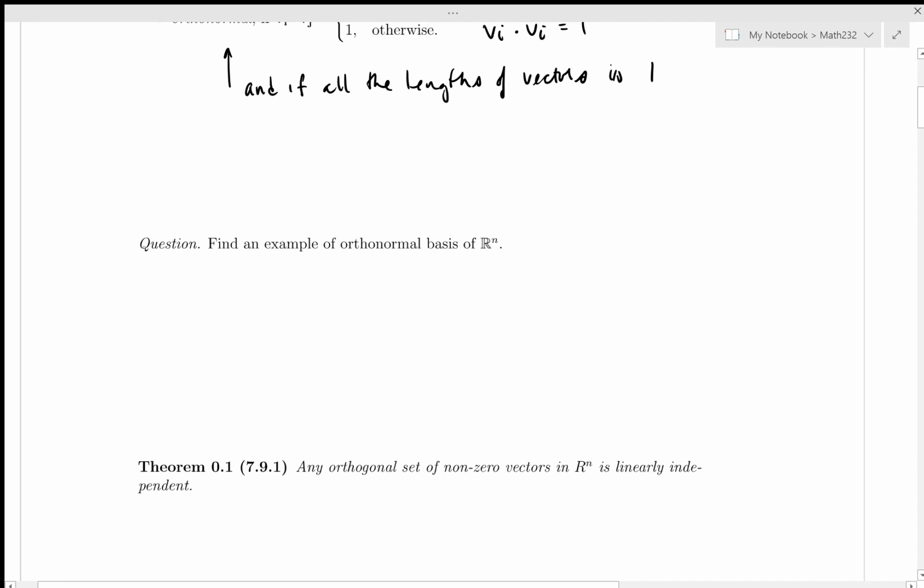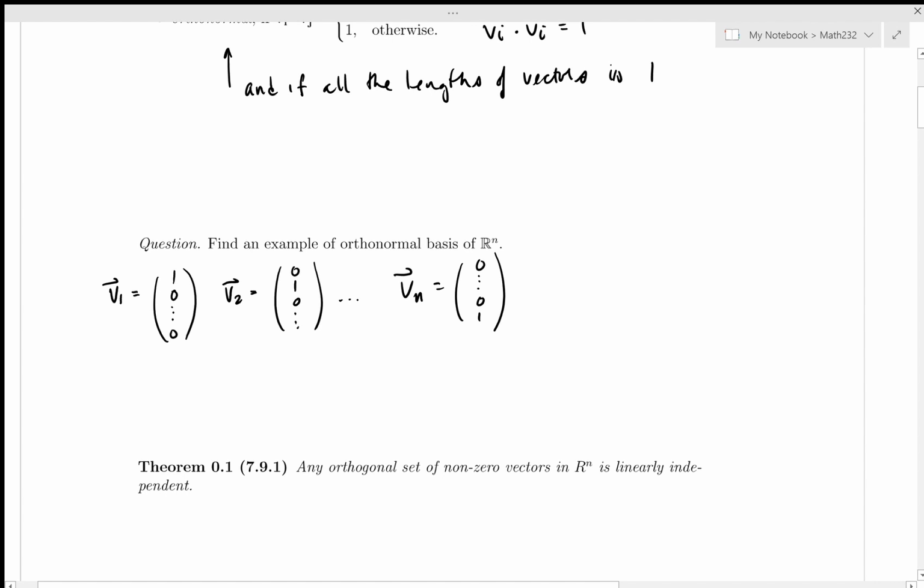Well, the easiest example to give is the standard basis vectors. So that would be 1, 0, and then zeros, and that would be v1, and then you would have v2 with the 1 in the second place and a bunch of zeros. You keep going like that, and then you get to the last one, which is all zeros and then a 1 in the last position. So for these vectors, it's an orthonormal basis for Rn. We have n vectors, and each vector has n components. These are the standard basis vectors, and they are an orthonormal basis.